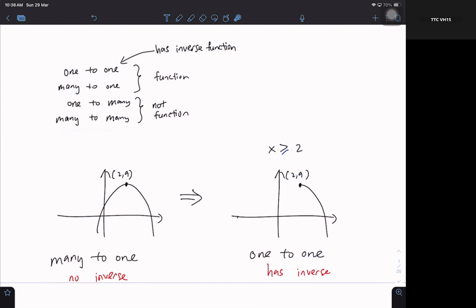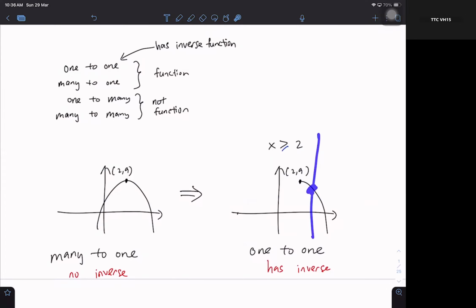Like determine first, imagine a horizontal line. Oh, the horizontal line touches 1 point. Yeah, one. Then next, imagine a vertical line. Oh, the vertical line touches 1 point. One. So conclusion, it is a one to one. This is a one to one type.